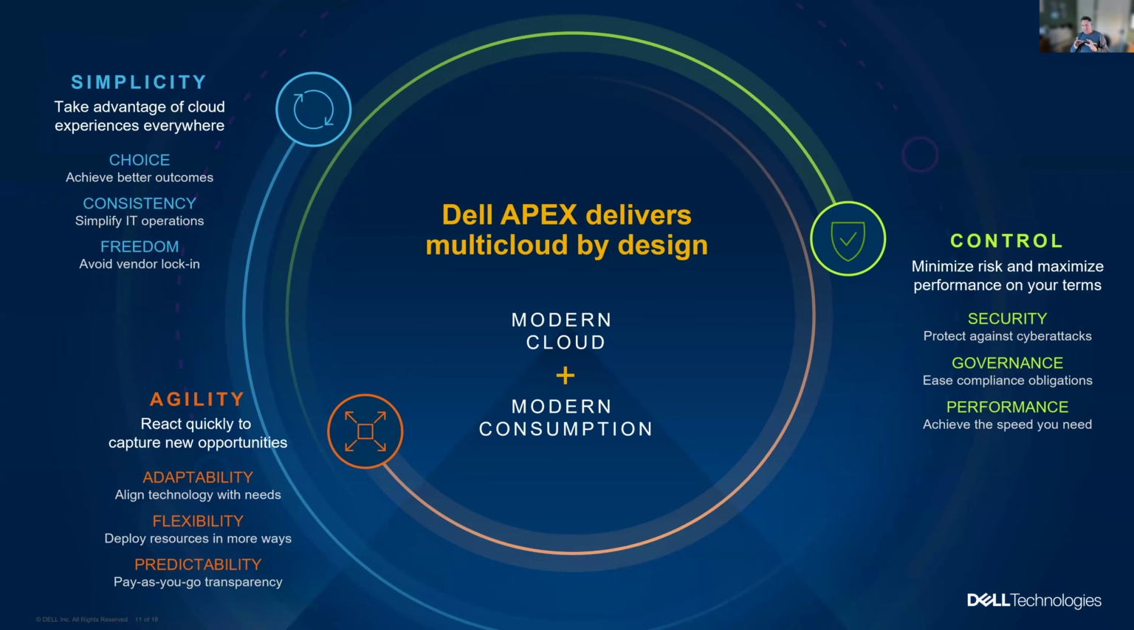Now, Dell's strategy around multi-cloud and go-to-market is what we call Apex. Apex is about delivering our offerings in an as-a-service model. We've been doing this for probably about 6 years now, in various forms. Essentially it's about delivering infrastructure, but with the flexibility that you get within a hyperscaler.